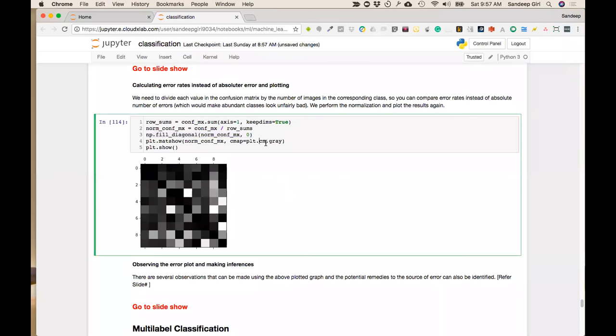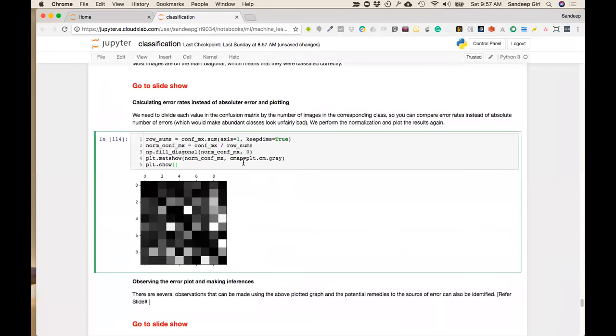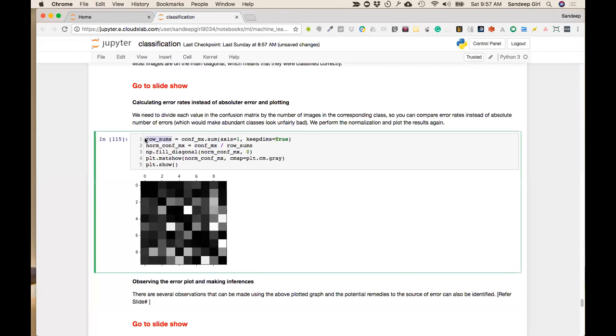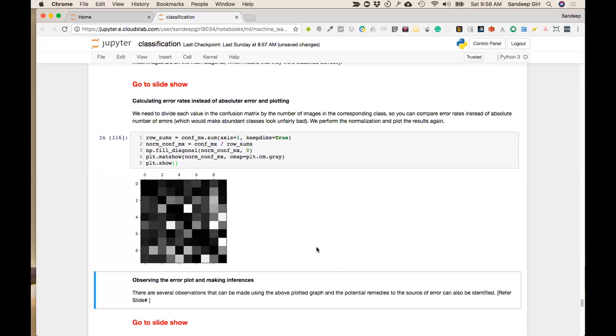Great. So I think this one looks good. Let me just zoom it a bit. All right. So what we have done here: one, we computed the row sum. Then we divided each of the row values by the row sums. And then we filled the diagonal with zeros. We made it completely dark. Okay. And then we have plotted this matrix again. We are saying matshow with the cmap as plt.cm.gray. Okay. So now what is your observation?